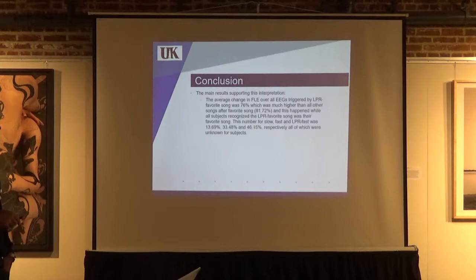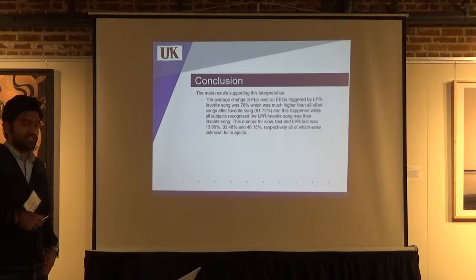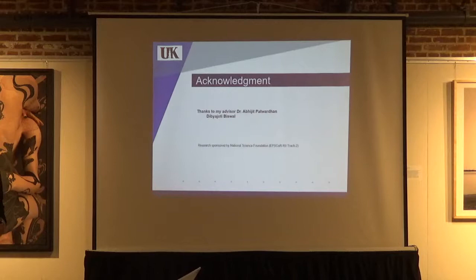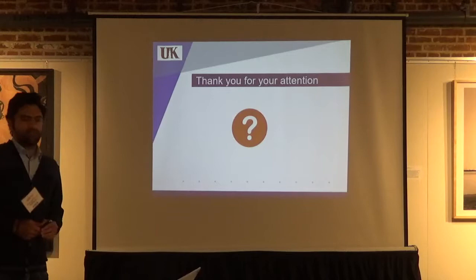For example, slow songs was 30%, 13%, and fast song 33%. The LPR fast 46%. But this change for favorite songs was 81, and for LPR favorite song was 76. So this comparison again supports this interpretation that cognition of music is very important. And we should consider the cognition of familiarity of music when we are, for example, recognizing these effects in music scoring. Thank you to my advisor, Dr. Pat Forden, and my lab mate, Mrs. Biswal, and thank you for your attention.